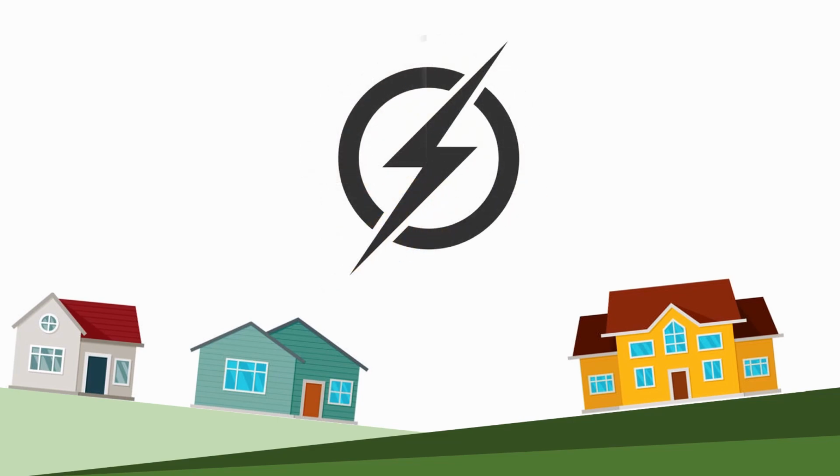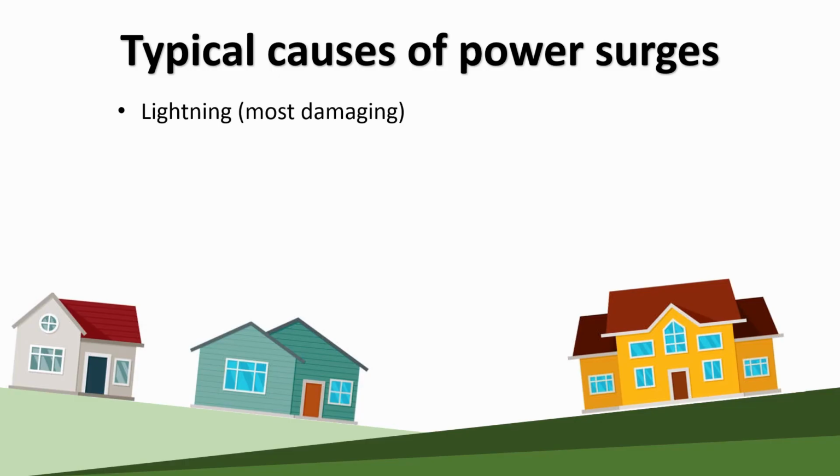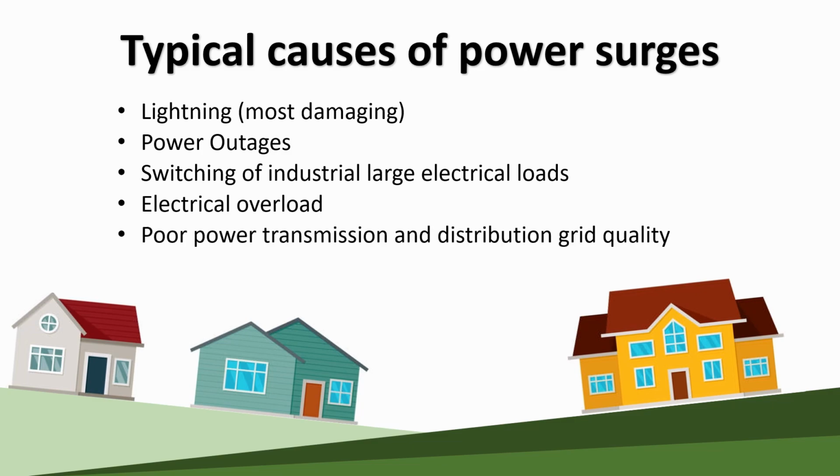These surges can cause fluctuations of tens of thousands of volts and last just microseconds. And small power surges over time can gradually degrade your electronics. Here's a short list of the typical causes of power surges. Lightning, most damaging. Power outage: when power is restored from an electrical grid, it can cause a surge. Switching of industrial large electrical loads. Electrical overload, when you attempt to draw too much power above the circuit's amperage levels. And poor power transmission and distribution grid quality.